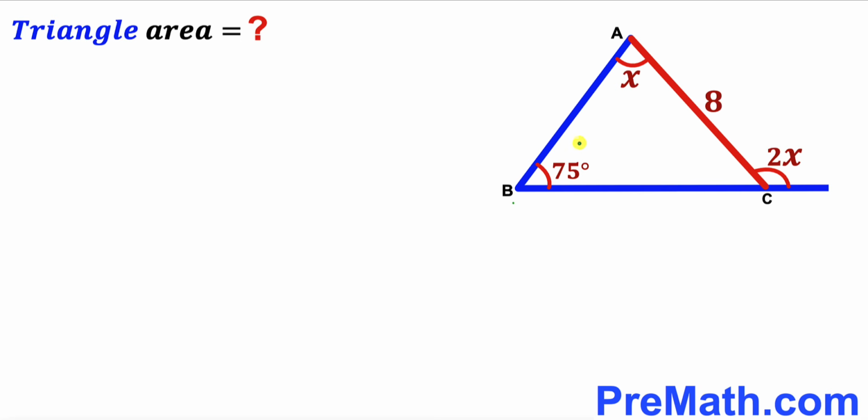In this video, we have got this triangle ABC, as you can see in this given diagram, such that its interior angle ABC is 75 degrees. The angle BAC is x degrees. And finally, this exterior angle is 2 times x. And moreover, this segment AC length is 8 units. And now our task is to calculate the area of this triangle ABC.